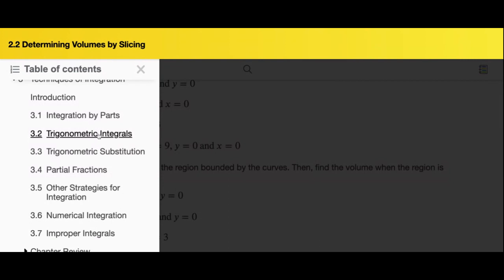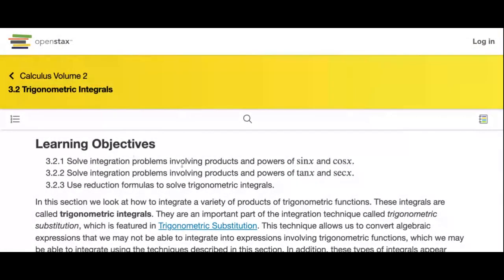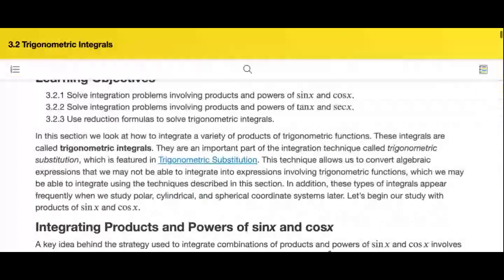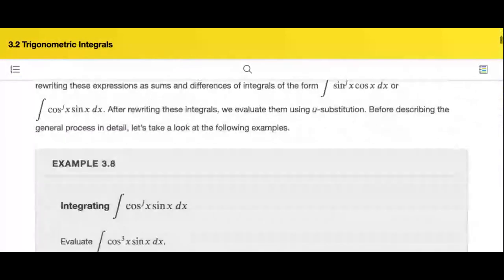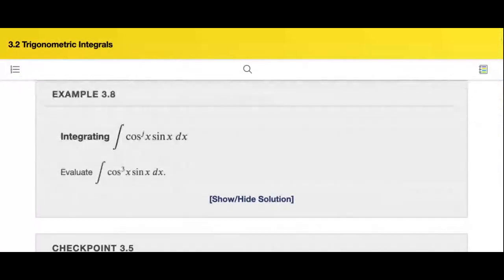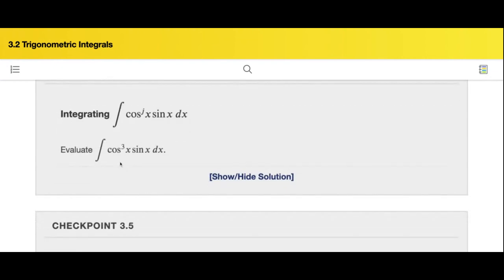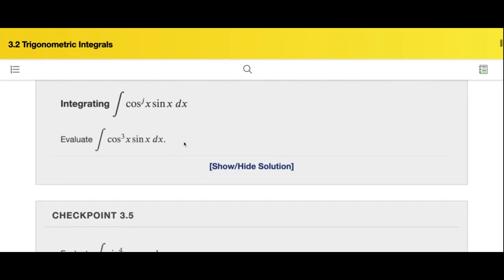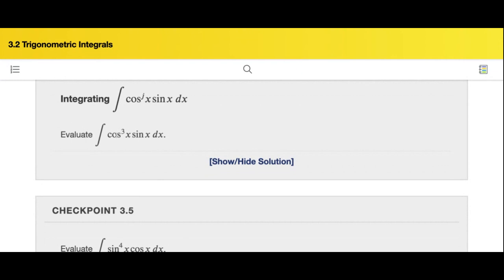Okay, trigonometric integrals. So we're dealing with sine and cosine in the integrand. Let's say this one: we want to integrate cosine raised to the j power of x times sine x. One example is cosine cubed x sine x. So this uses u substitution, right? We let u be cosine x. Then du will be negative sine x dx. Then we just substitute cos cubed to be u cubed.